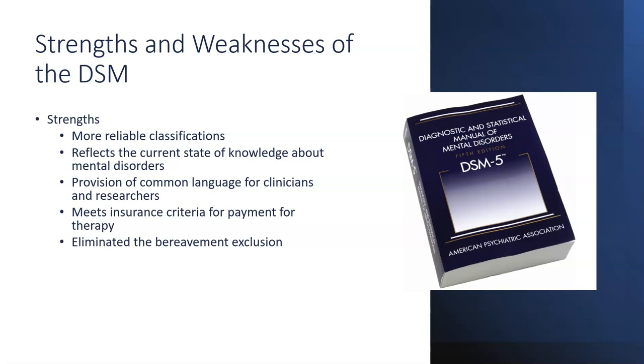The connection to insurance can't be underestimated here. In order to get insurance reimbursement for a medical condition, for a psychological condition, you have to have a clinician be able to label and document what it is that people have and what they're being treated for. So insurance criteria really require that you have specific diagnostic codes.